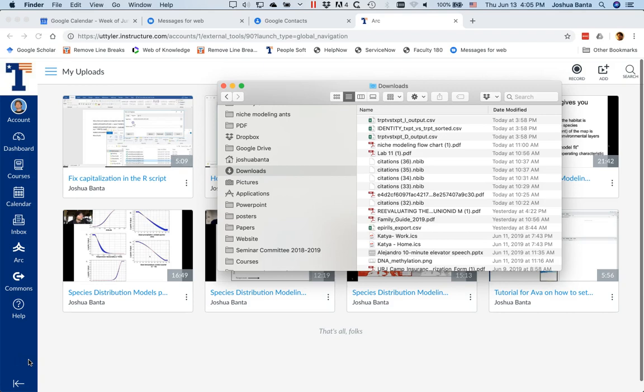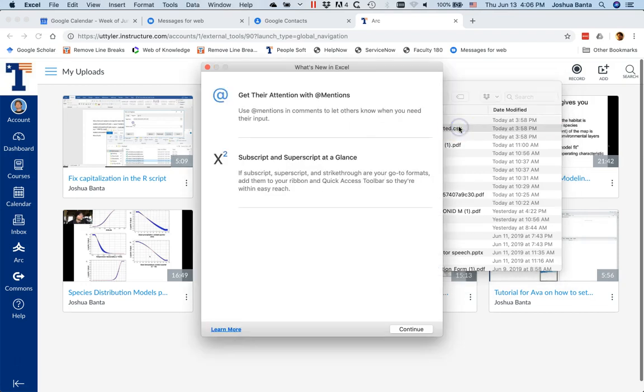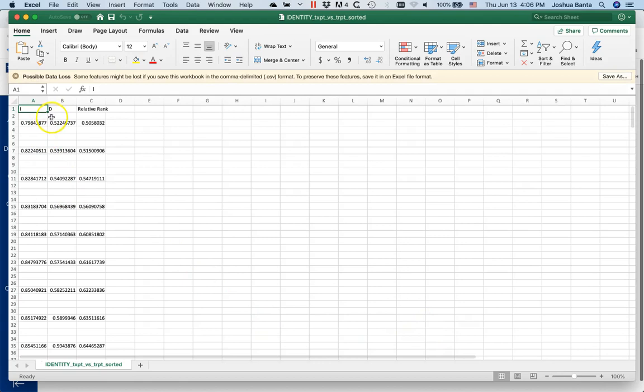So the first part of this that you did a few weeks ago wasn't using your real data. The first thing we were doing a few weeks ago generated this file called identity Texas pigtoe versus triangle pigtoe sorted.csv, and I'll go ahead and open that. To make a long story short, you set up the software to do a bunch of runs of Maxent, not with your real data, but with random data.